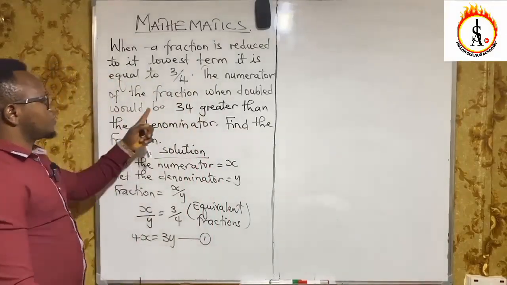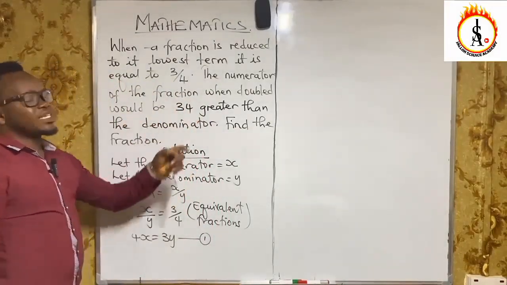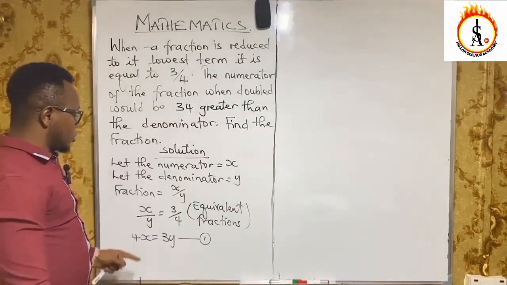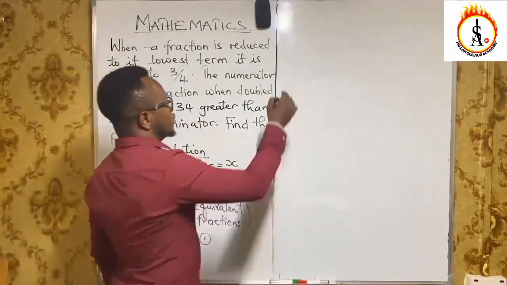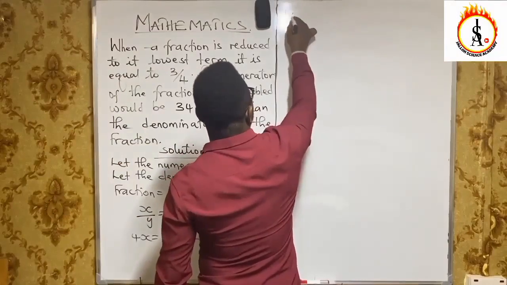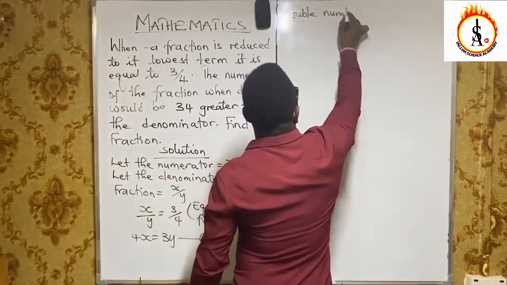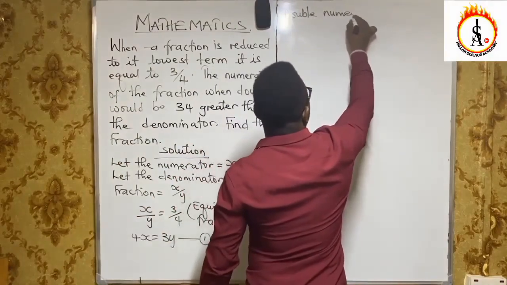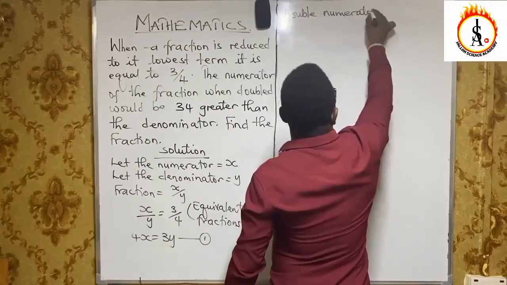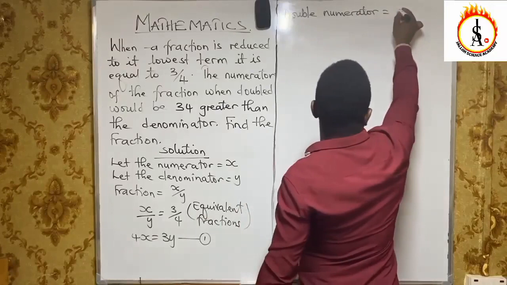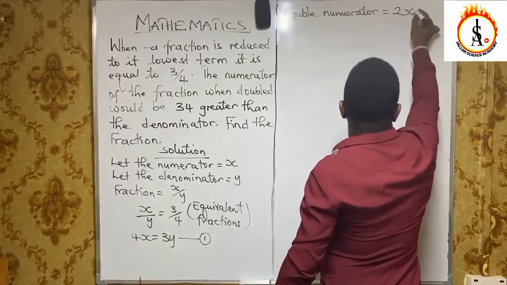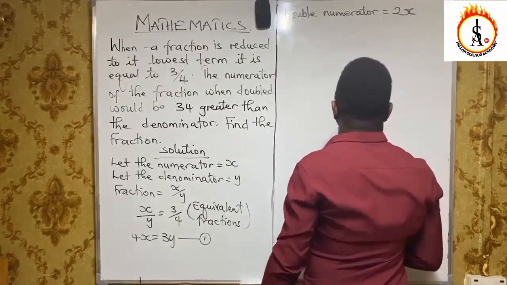Letting this be our first equation, we read further. The numerator of the fraction, when doubled, will be 34 greater than the denominator. The numerator we let be x. So doubling the numerator means we multiply the numerator by 2. So that will give us 2x.